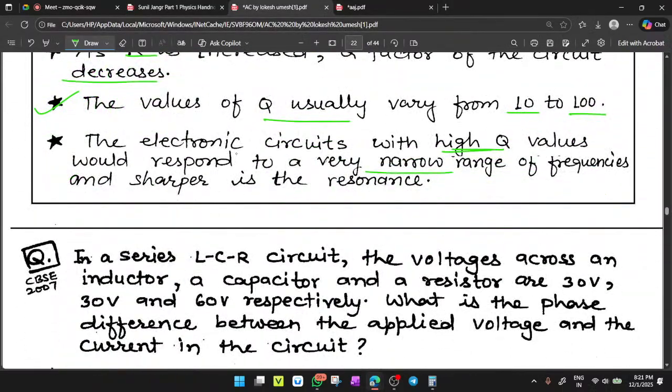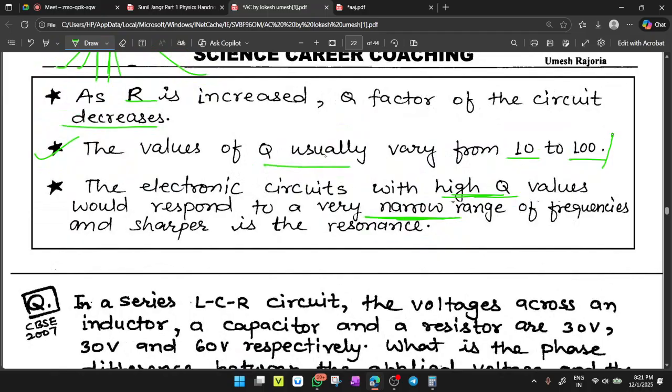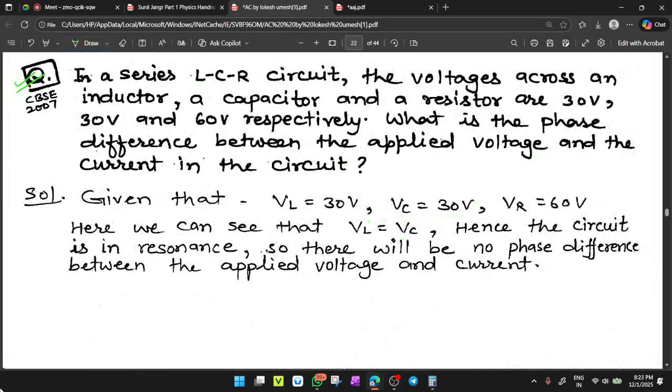Got it? The electronic circuit with a high Q value would respond to a very narrow range. Obviously, for a high Q value, your curve will be sharp enough, and there will be very little bandwidth. So for high Q values, the circuit would respond to a very narrow range of frequencies, and sharper is the resonance. Fine. Okay, students.